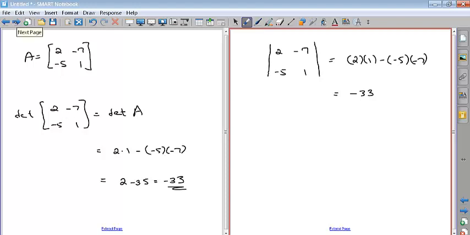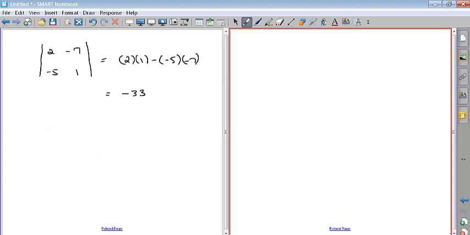if you want to do the determinant of a 3x3 matrix, there's actually two ways of doing it. The book shows you just one way, which is called using cofactors of a 3x3 matrix. So what you can do, let's just draw out a 3x3 matrix. Okay, so that's a 3x3 matrix.